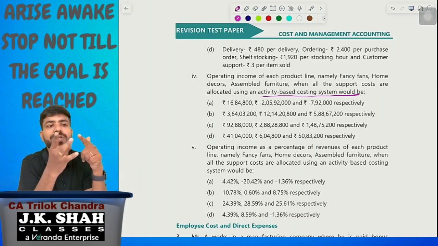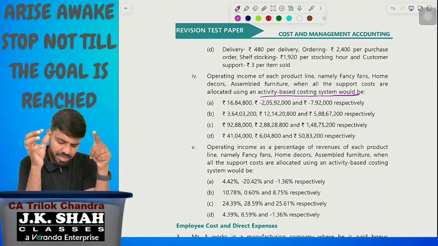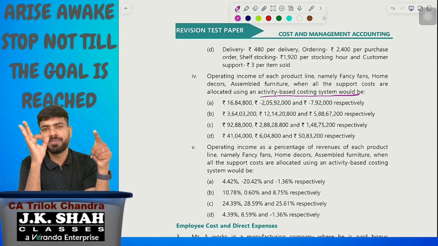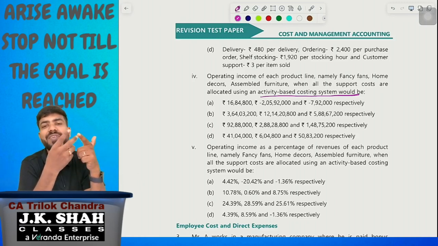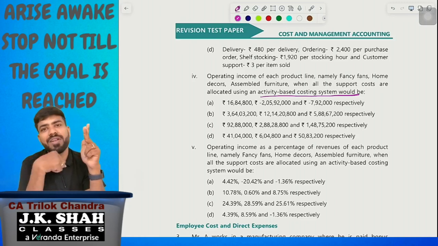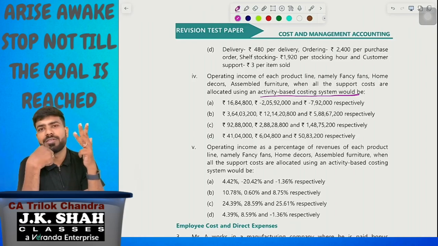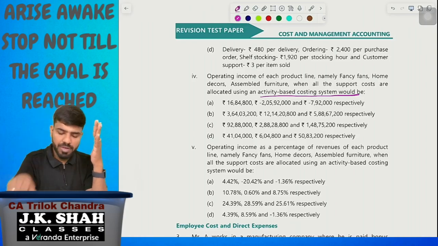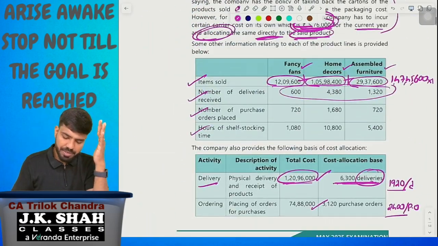Curtains return: I already told you that is specifically for, what is the name of the product? Fancy fans. That is specifically incurred for the fancy fans. Returning back the curtains is directly given to the fancy fans. Deliveries based on number of deliveries. Orders based on number of purchase orders. Shelf stocking based on shelf stock. Okay, now see here. I prepared one statement.